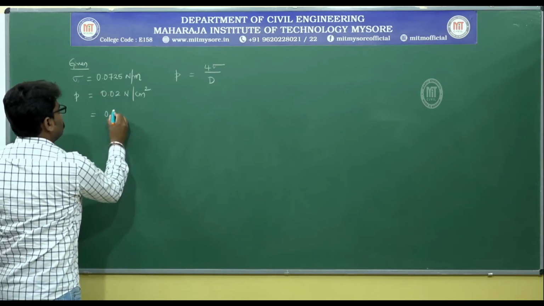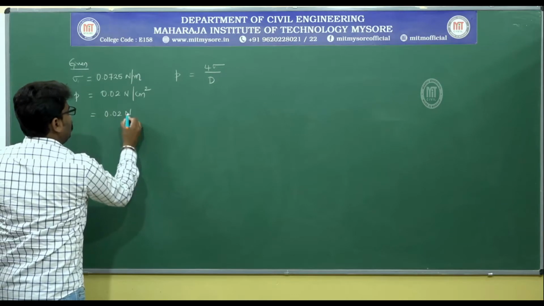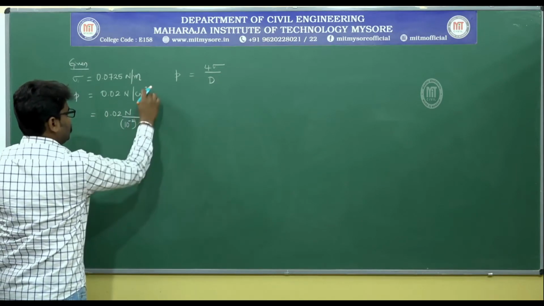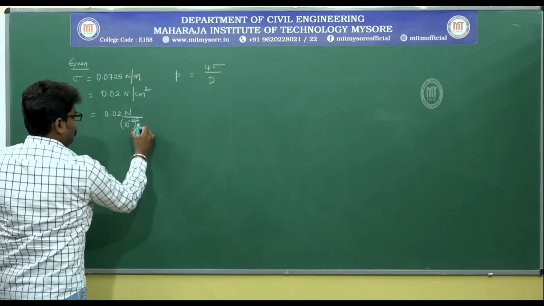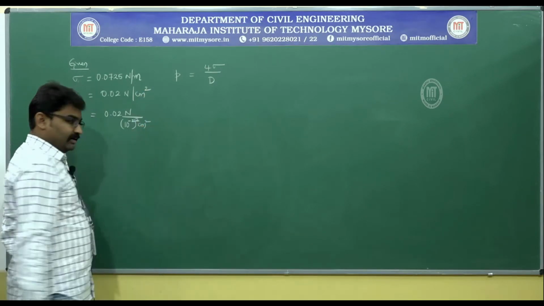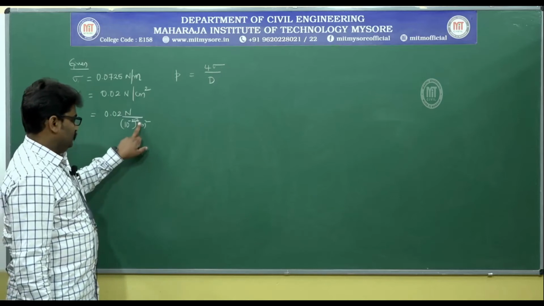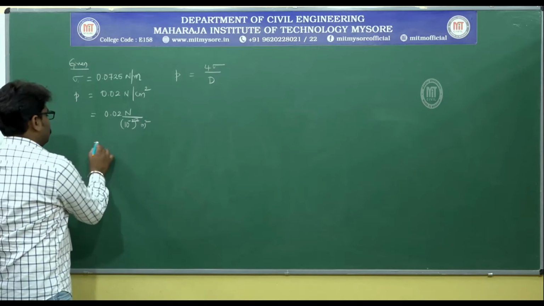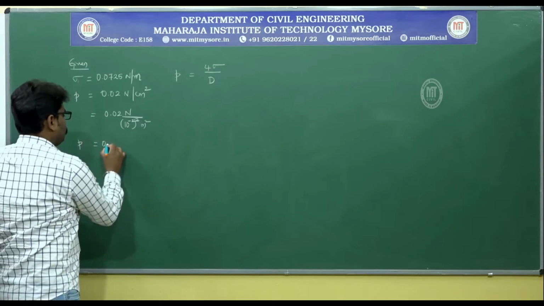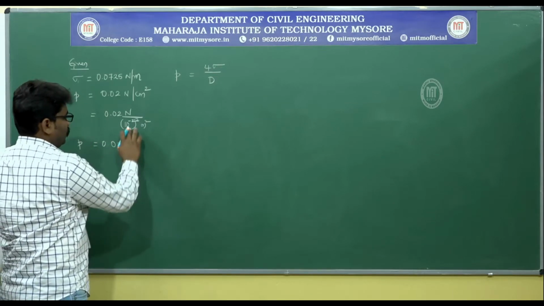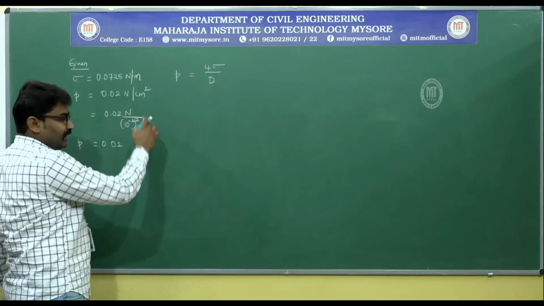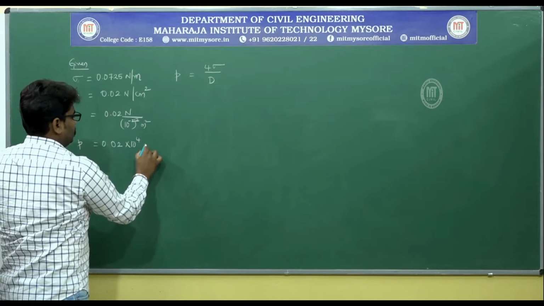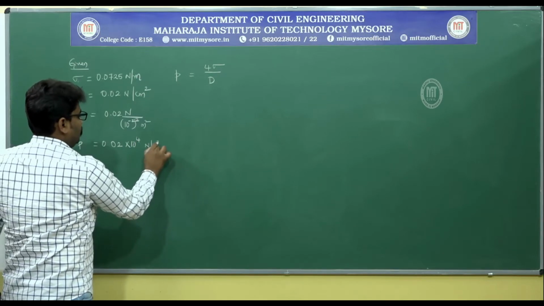How do I do it? 0.02 Newton per centi. Centi means 10 power minus 2, and you have a square. So 10 power minus 2 square meter square. In place of centi, I have written 10 power minus 2. So P is equal to 0.02, and 10 power minus 2 square is 10 power minus 4. When you send it to the numerator, it becomes 10 power plus 4 Newton per meter square.